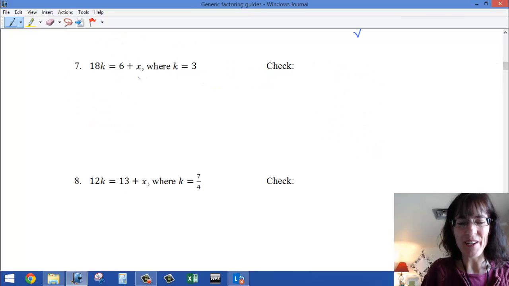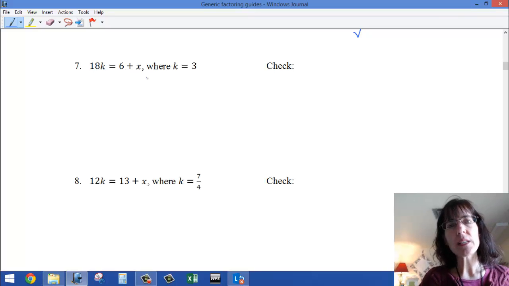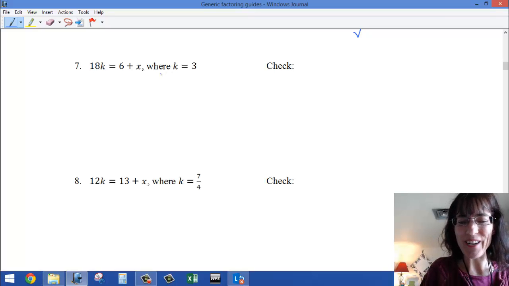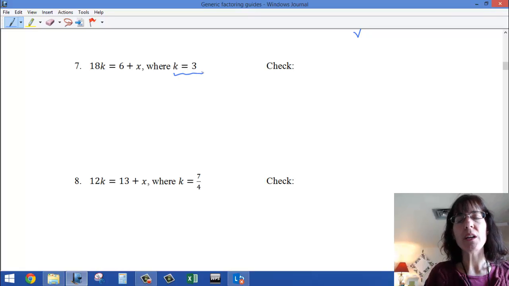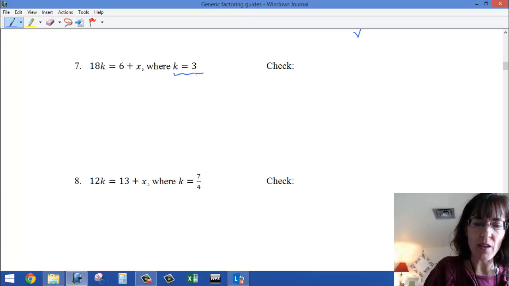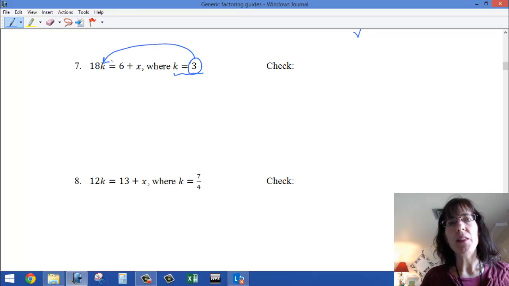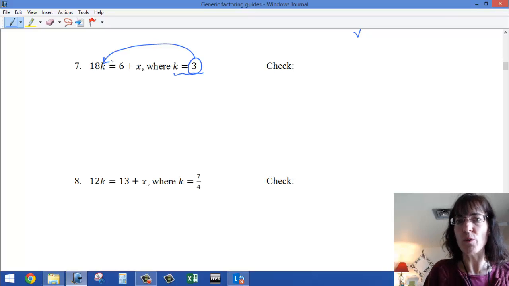Number 7, 18k equals 6 plus x. Well, it looks like I have two variables and I can't solve for both of them at the same time. So I hope there's more information, and sure there is. It says k, where k equals 3. So what I'm going to do is just take that 3 and put it in right where I see the k, and that's called substitution. But what it's going to do is let me change my equation so that I only have one variable that's missing. So it's like filling in for a formula.